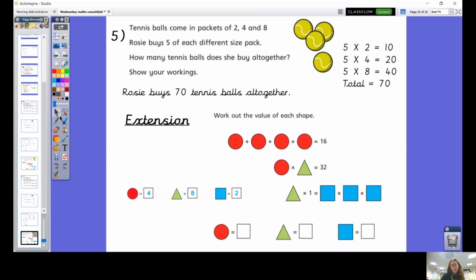Don't forget, if you got one wrong, do have a little look at it again if you've got time. Think about what went wrong on that question, okay? I'm hoping you've had lots of success with those answers.